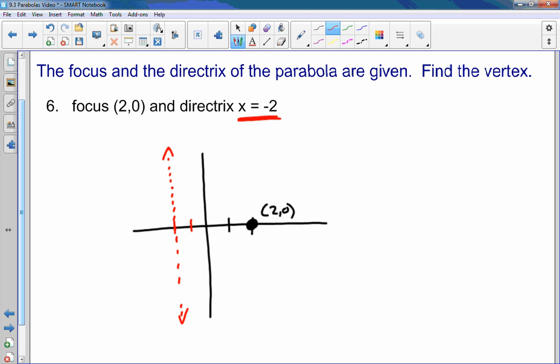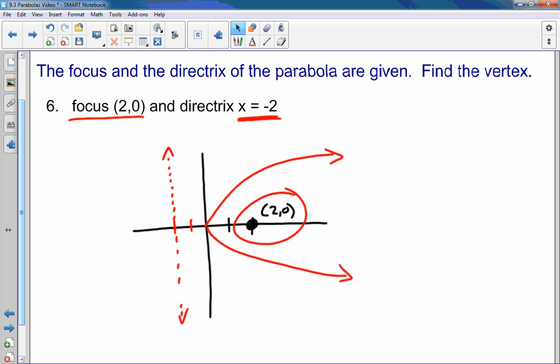Now, based on what we know, is this parabola going to open up, right, down, or left? If we remember that the focus is always inside of the parabola, we know that the parabola is going to open to the right. So because the parabola opens to the right, we know that the vertex is in between the directrix and the focus.